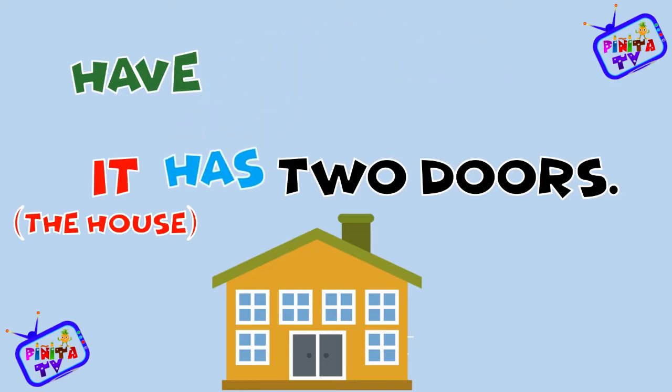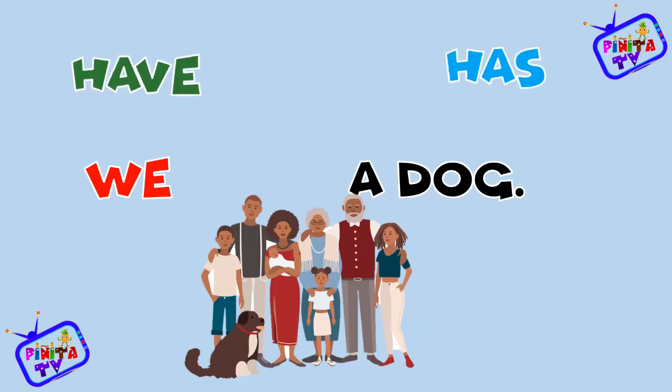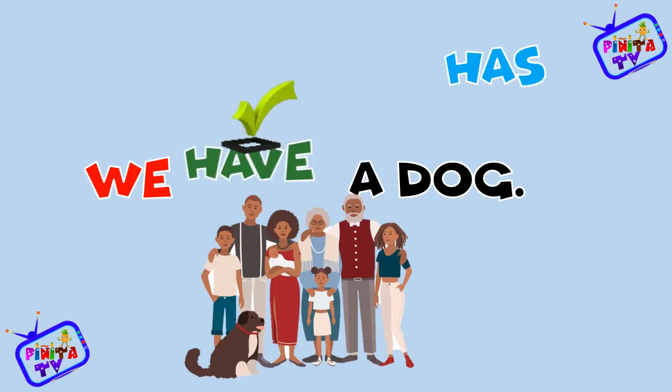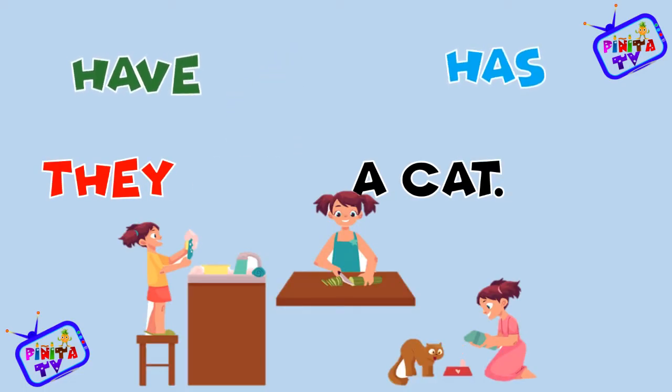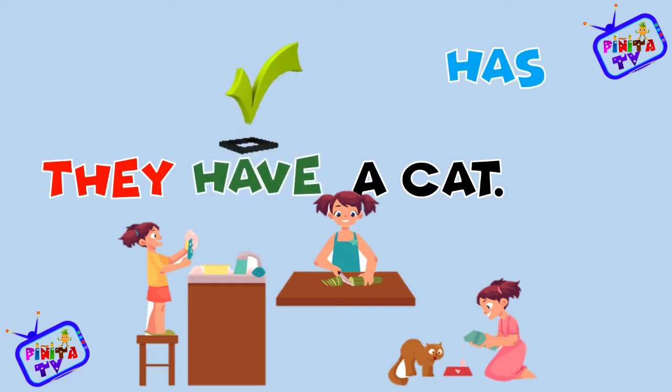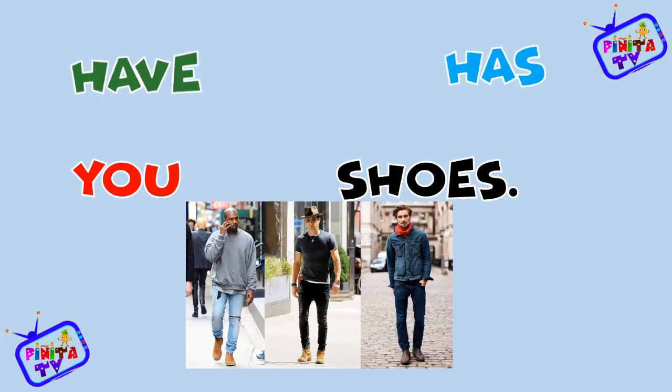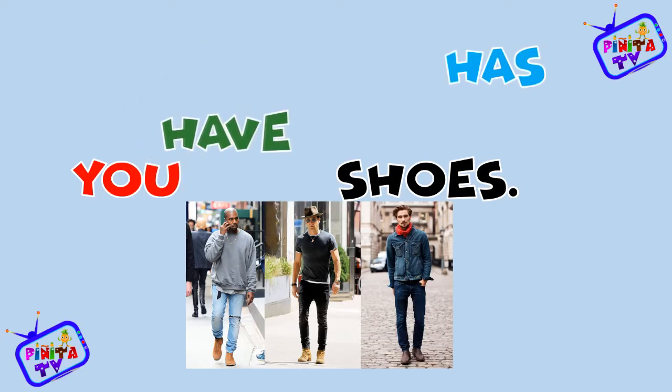It has two doors. The house. Have or has. We have a dog. Have or has. They have a cat. You have shoes.